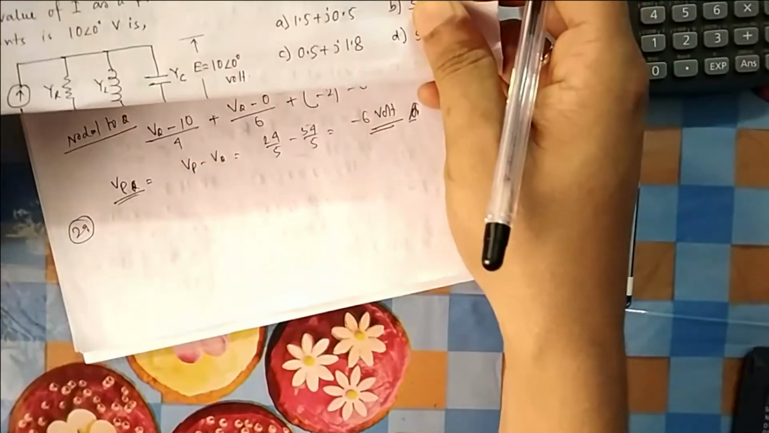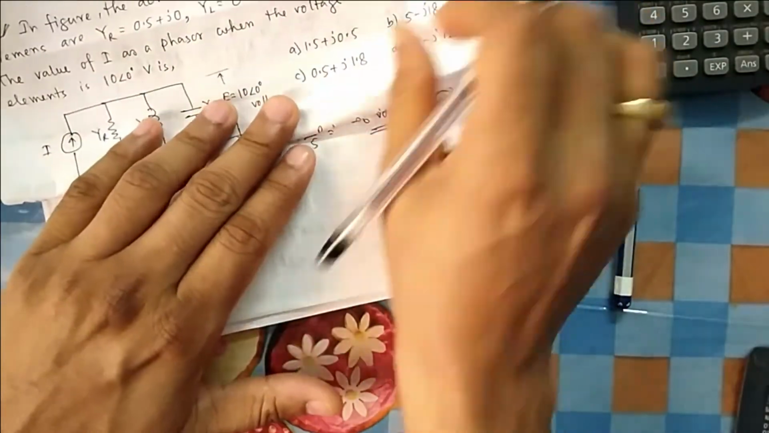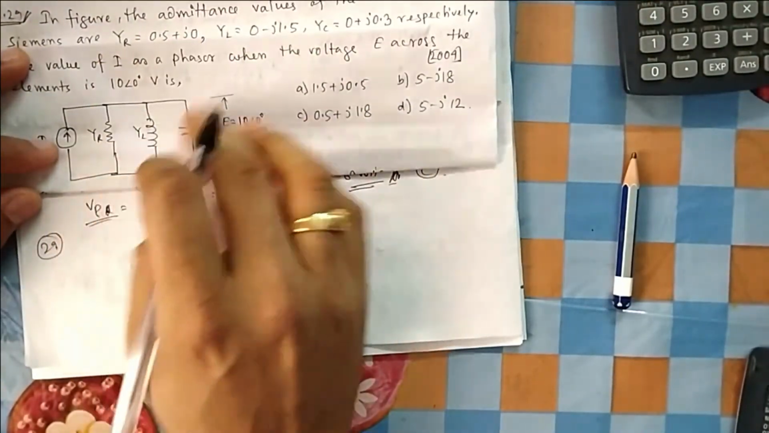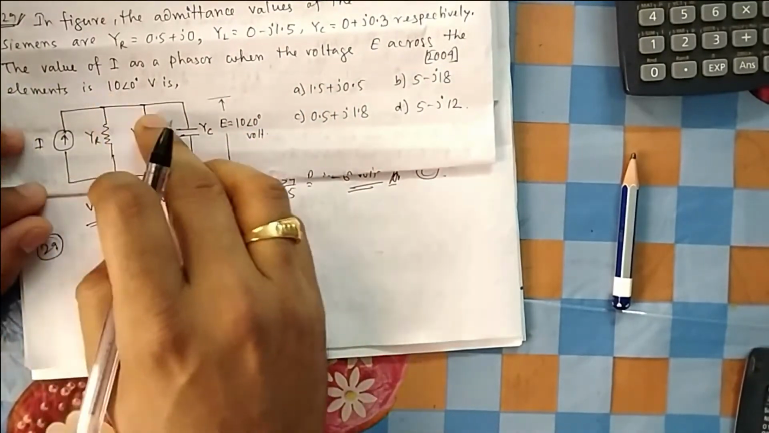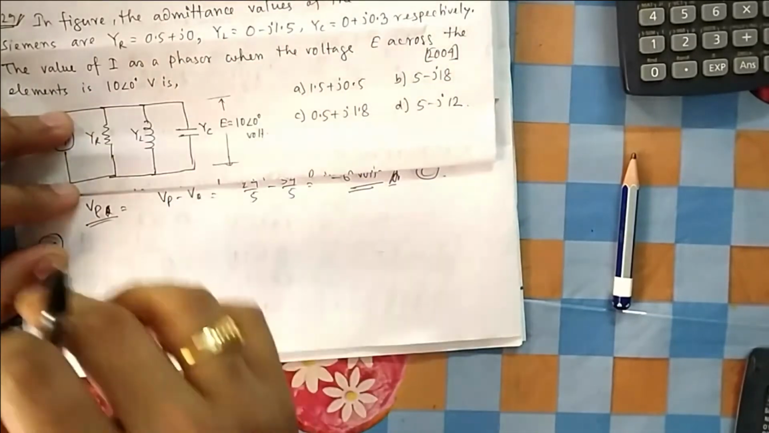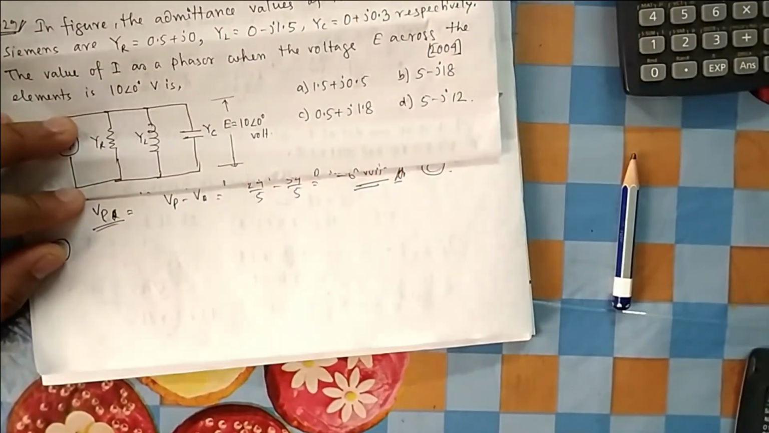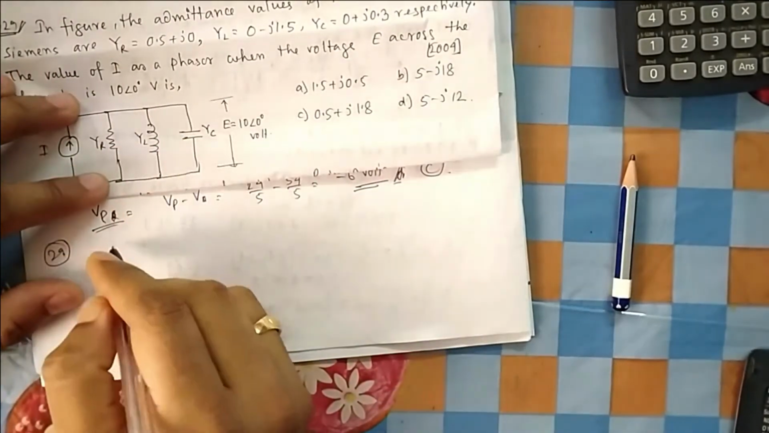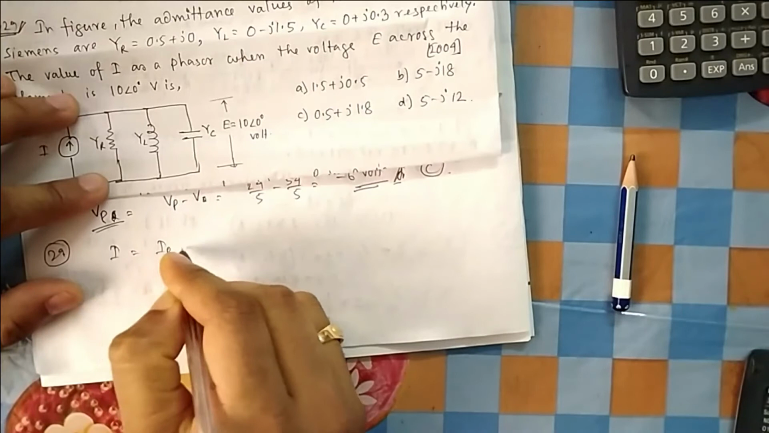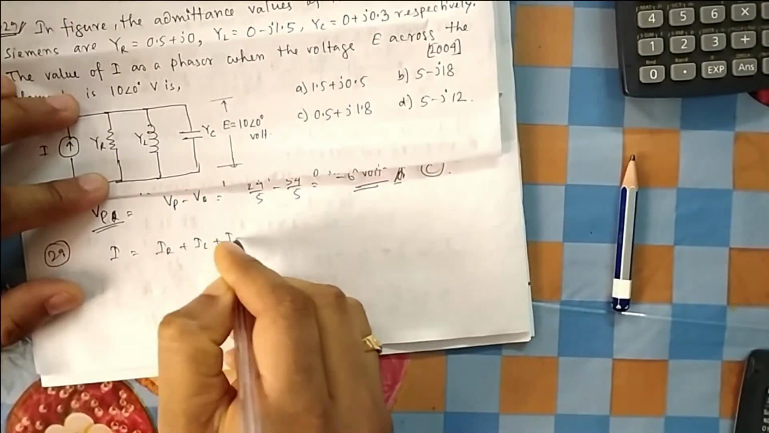In the figure, the admittance value of the elements is in Siemens. Siemens means admittance, 1 by impedance. This branch is respectively given. Find the value of I when the voltage across the elements is given. You need to just find the current. These are easy. This current I will be equal to the summation of all these three, so I will be equal to IR plus IL plus IC.